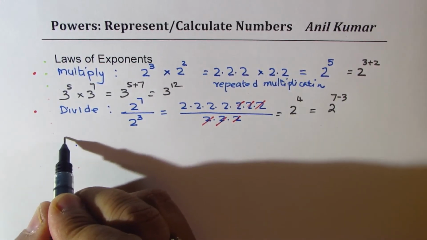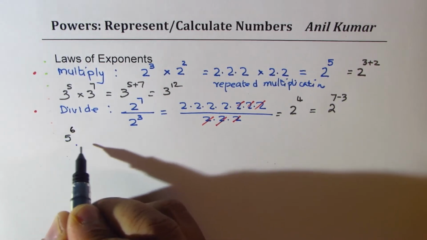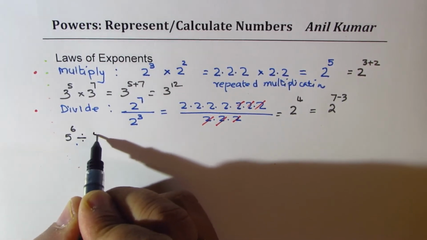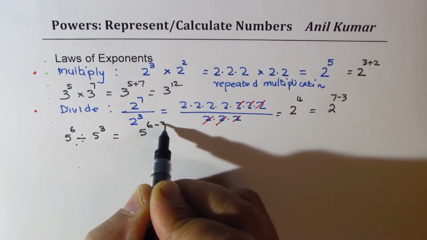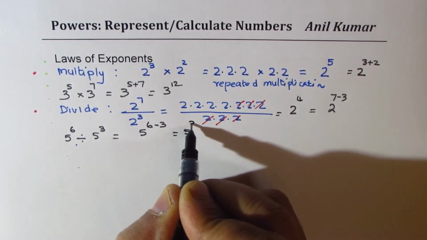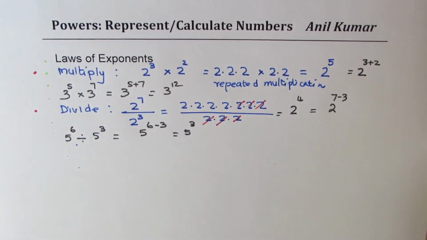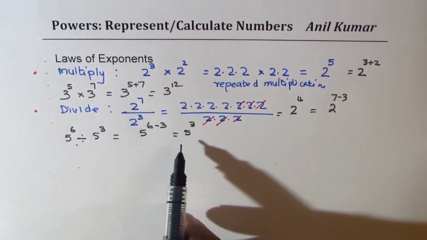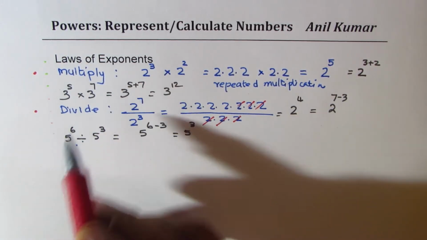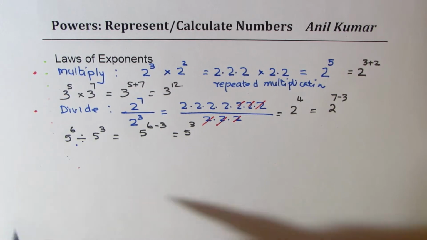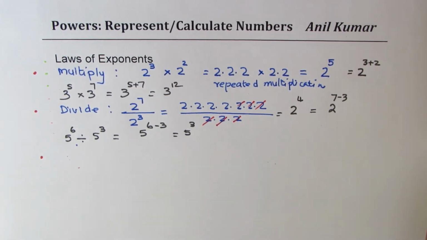Let's take an example. If I write 5 to the power of 6 divided by 5 to the power of 3, I should get 5 to the power of 6 minus 3, which is 5 to the power of 3. You can of course evaluate them, but at present we'll just work up to this place. So what we get here is two very important rules of multiplying and dividing exponents. We could also have power of power. Let me write down the next rule, power of power.